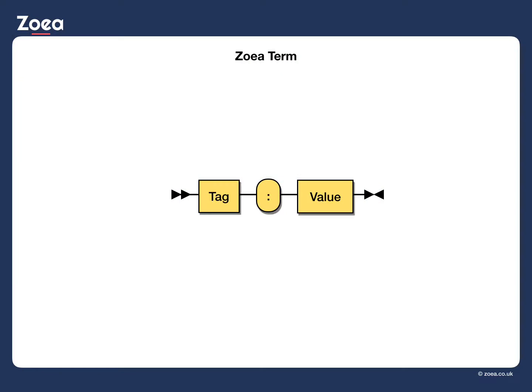Zoea programs are composed of one or more terms, where a term is simply a tag name followed by a colon and then a value. Any number of whitespace characters can occur before or after any of these elements. The layout of a Zoea program is not significant.